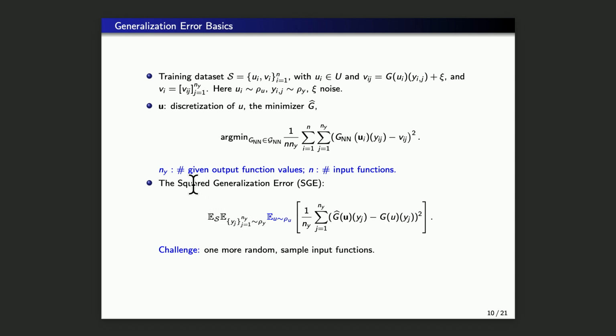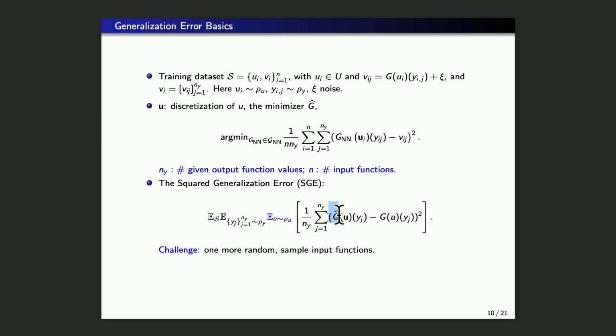Mathematically, we define it in this way. We have several expectations. The first expectation is over the training data set, where S is the training data set. This expectation essentially determines the performance of this G hat.